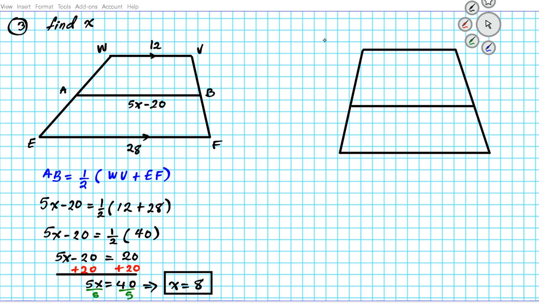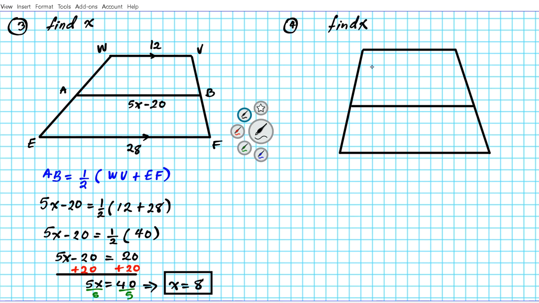All right, let's take a look at number 4. So for question number 4, we are going to be finding x again, all right? So let's find x. So here, let's say the measures are E, F, G, H, I, J. All right, so the assumption is that this is a trapezoid and FI is the median, okay? All right, so let's go ahead and solve this.